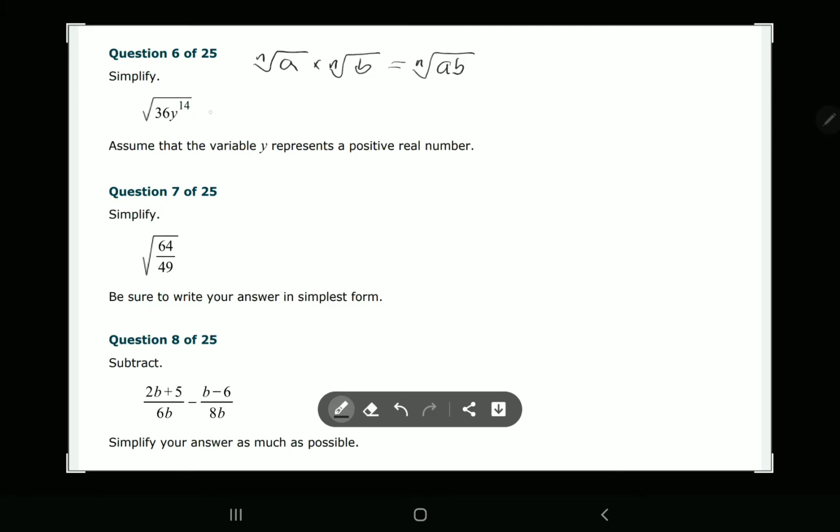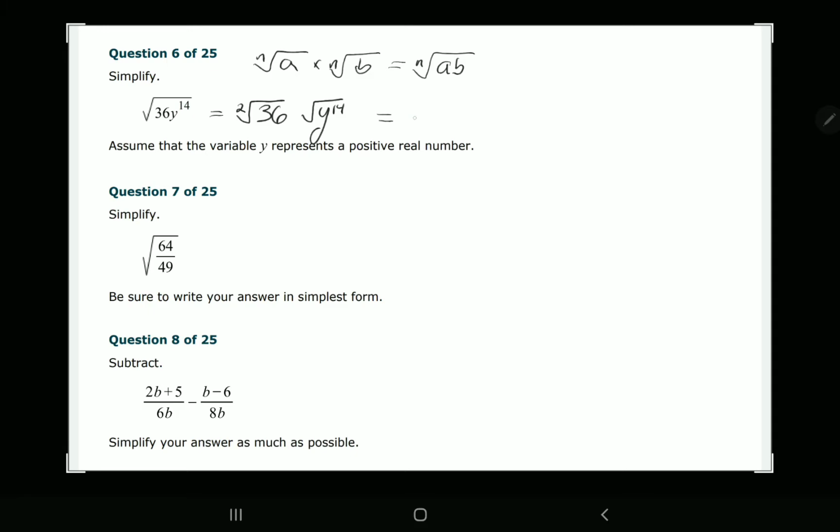Now, let's break that up into the square root of 36 times the square root of y to the 14th. When it comes to the square root of 36, what number do we multiply by itself 2 times to get 36? And that is going to be 6. 6 times 6 is 36. We have the square root of y to the 14th power.